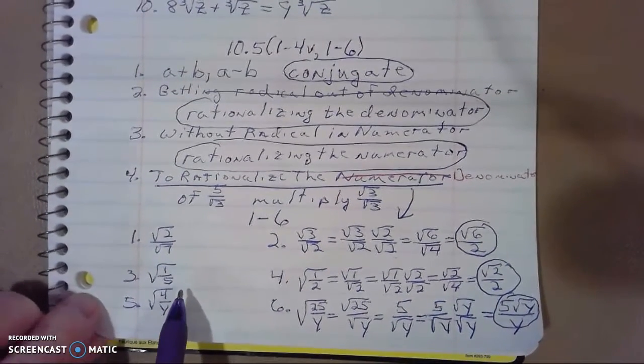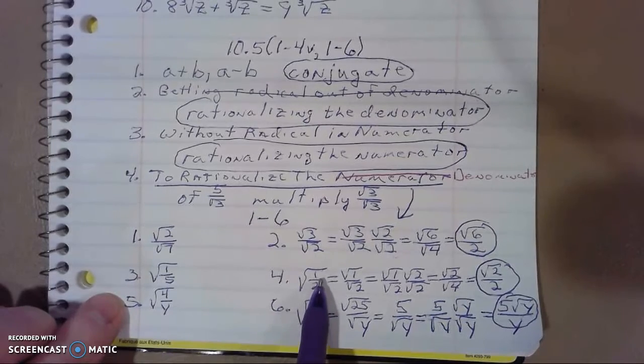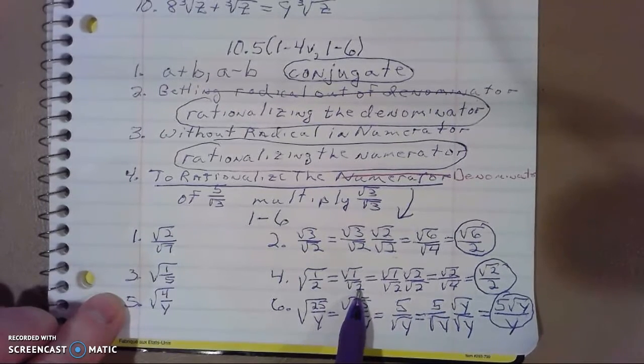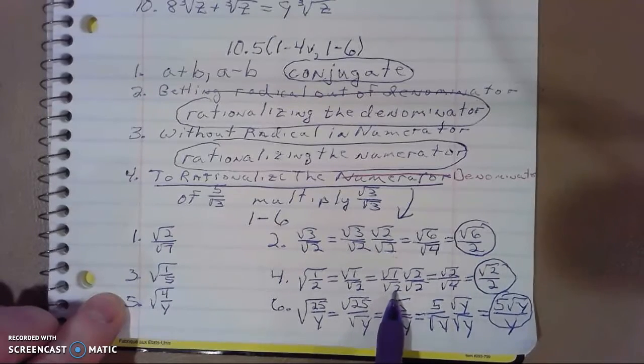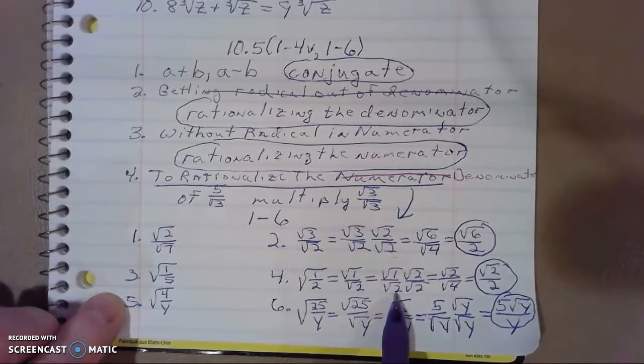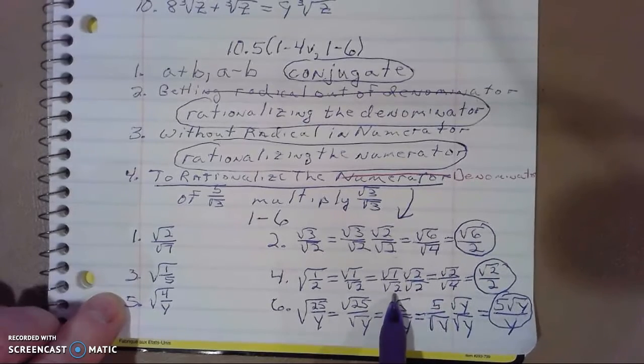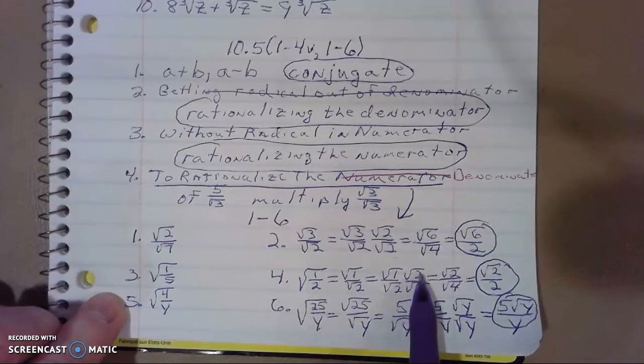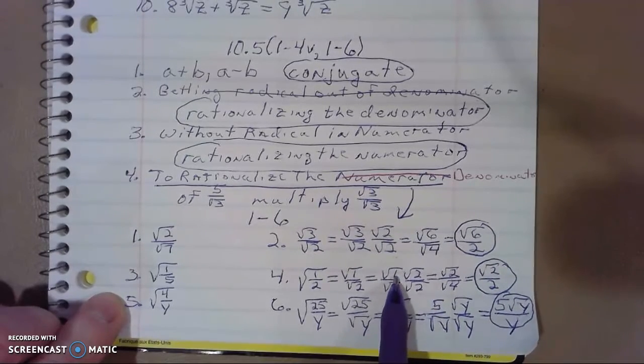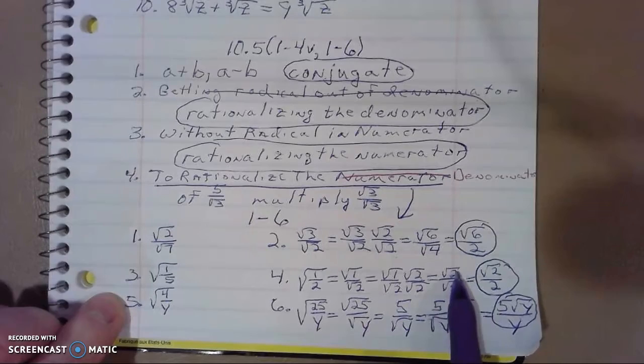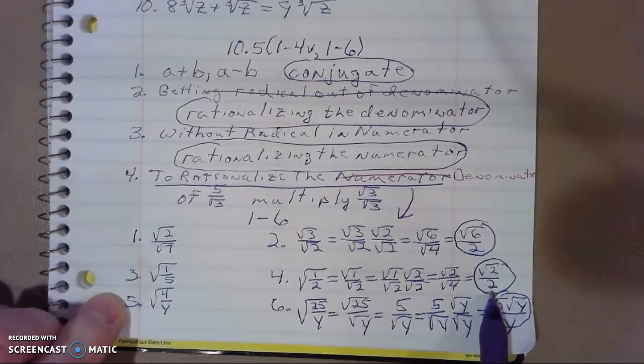Number 3, the square root of 1/5. Number 4, square root of 1/2 is the square root of 1 over the square root of 2. We take times the denominator, the square root of 2, top and bottom. The square root that's in the denominator, take times top and bottom. Again, we're multiplying by 1. Square root of 1 and square root of 2 is square root of 2. Square root of 2 and square root of 2 is square root of 4, which is 2.